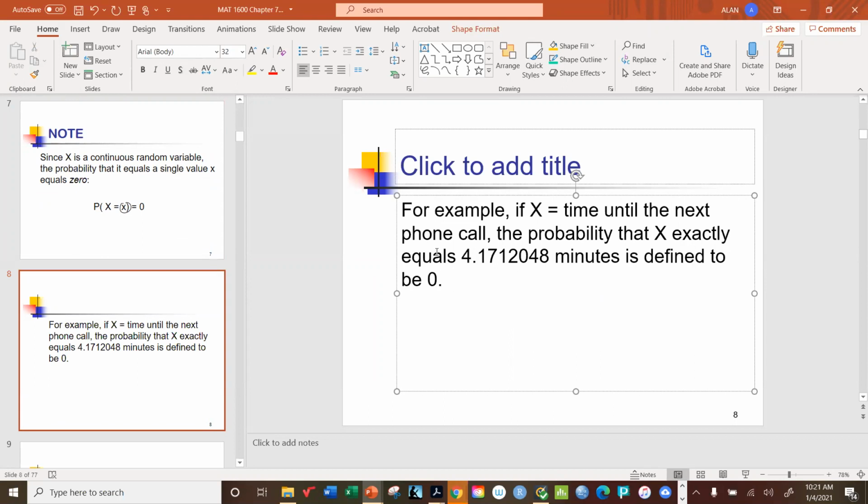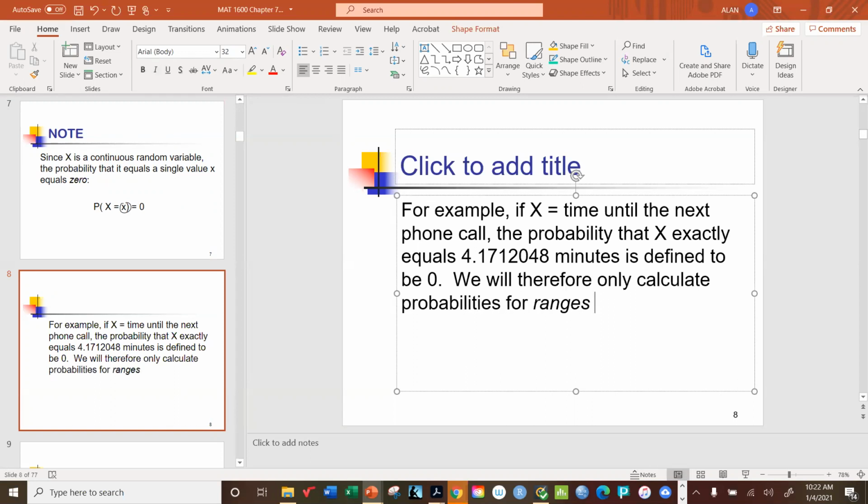So what? Well, if each of these had a positive probability, then the total of all of these individual probabilities would be infinity. And according to the axioms of probability, the total of these probabilities has to be 1. So the way we work around that little problem is to define each individual probability as having a probability of 0. Okay, so what that means then is that we will therefore only calculate probabilities for ranges of values.